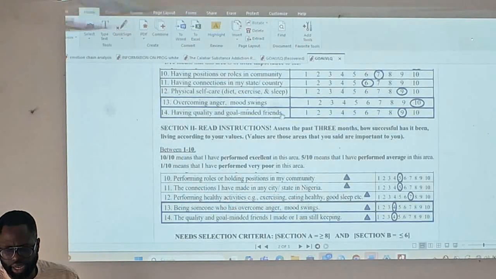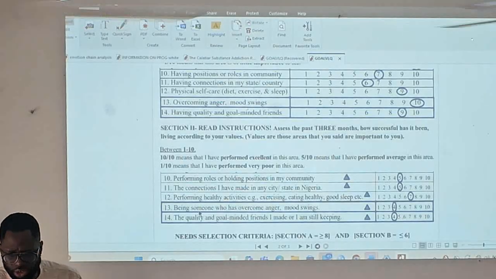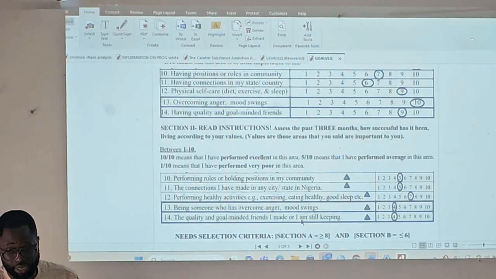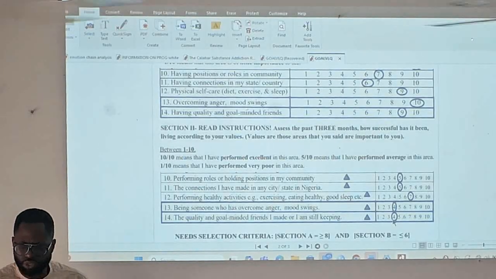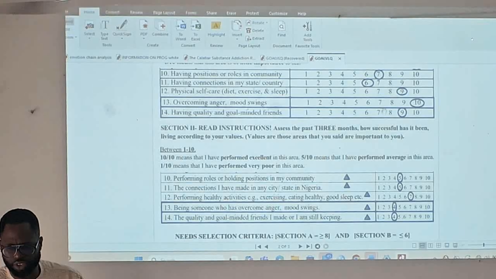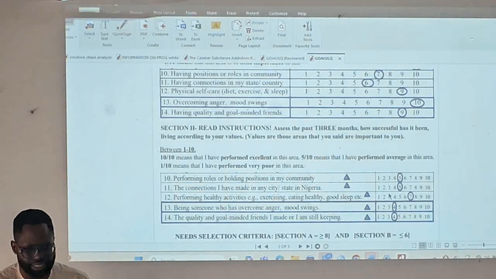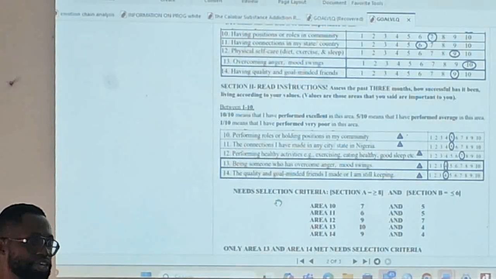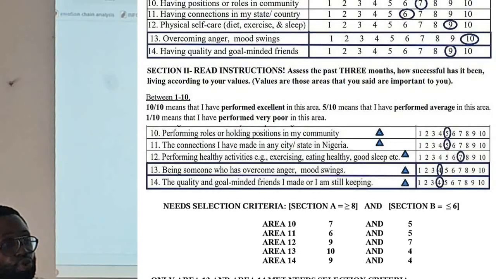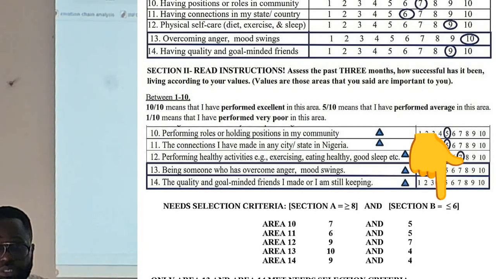Having quality and goal-minded friends, it was important to him. So how well has he been doing? The quality and goal-minded friends I have made, or I'm still keeping in the last 3 months, is 4. That's quite low. So based on these 2 figures, how do we now select a need? Now the formula is this. Need selection criteria. The criteria is anyone that you score 8 and above in section A and 6 and below in section B becomes a need.